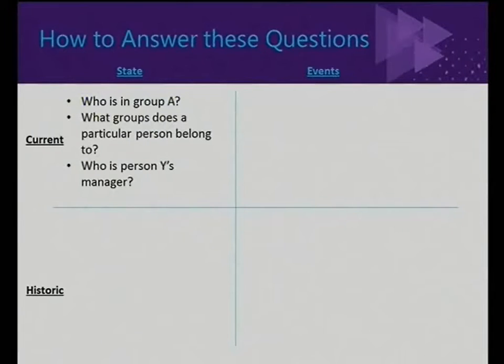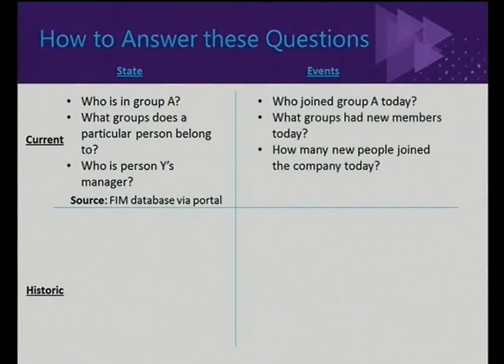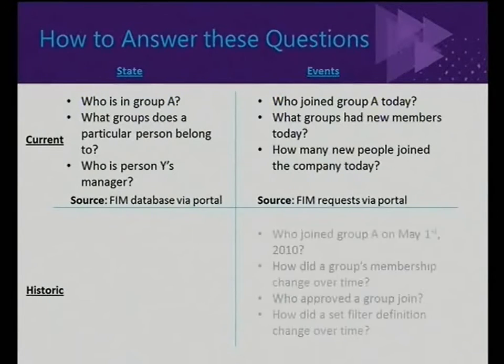So what you're currently able to do is have a look at where users are currently. Who's in Group A, who's a person's manager, those simple types of questions. You're able to do that from the FIM database via the portal. You simply go to the administration or search requests and you're able to get data out of there. You're able to look at events like who joined a particular group, who has left a particular group. That's still available through the FIM requests via portals.